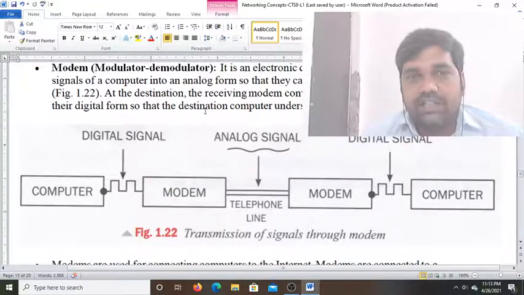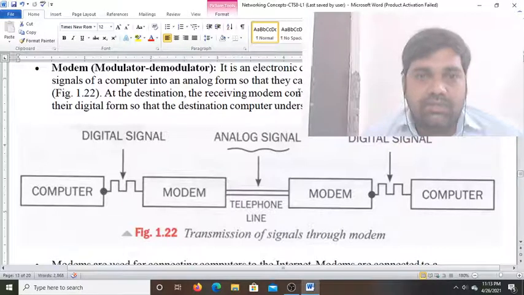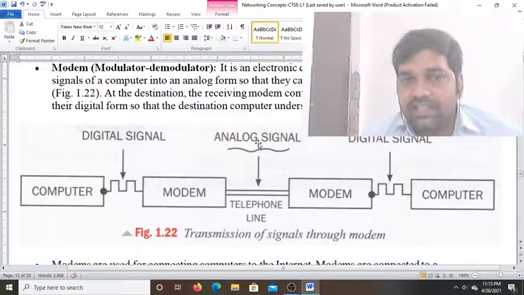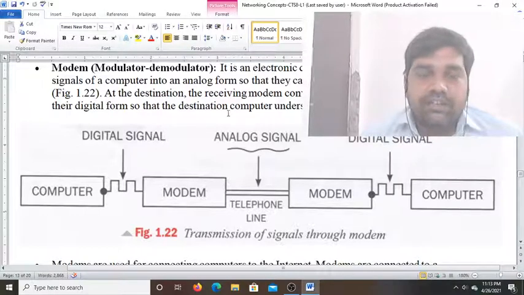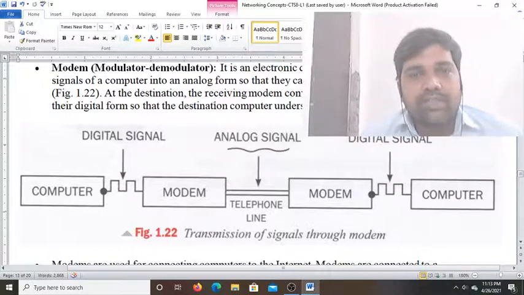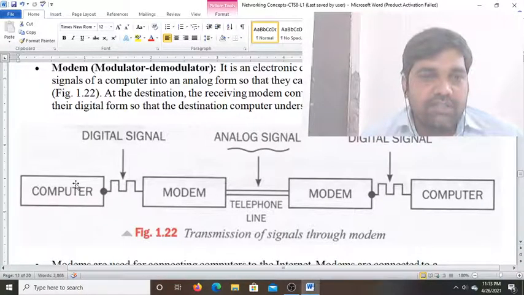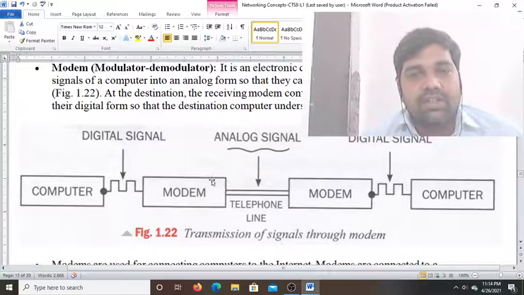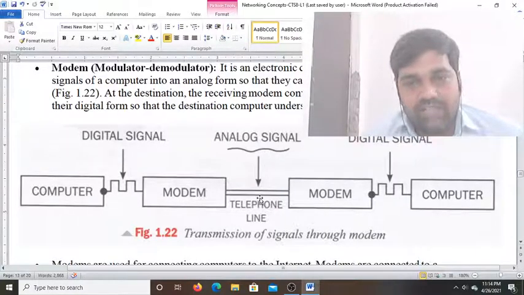At the destination, the receiving end also has a modem, and that modem receives the analog signals and converts them back into digital signals. So see, here is one computer, and this computer generates a digital signal. Before sending this data over the network, first this modem converts the digital signal into an analog signal, because the network is a telephone line, and over the network only analog signals can be transported.